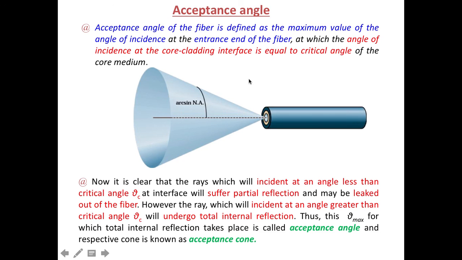Acceptance angle. The acceptance angle of the fiber is defined as the maximum value of the angle of incidence at the entrance end of the fiber, at which the angle of incidence at the core-cladding interface is equal to the critical angle of the core medium.